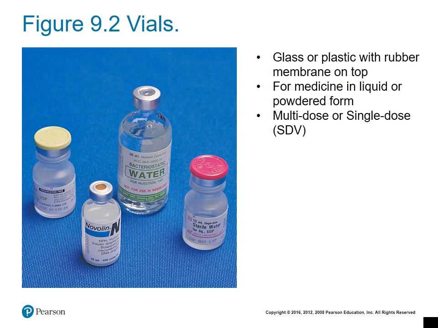Okay. The next kind of container you're going to be working with are vials, and these can be glass or plastic, and they have a rubber membrane on the top. This is for medication in liquid or powdered form, and multi-dose or single dose vials are options you'll be working with. SDV, single dose vial, is exactly what it sounds like, a vial that holds one dose. And these are actually safer to work with because it allows less room for error.